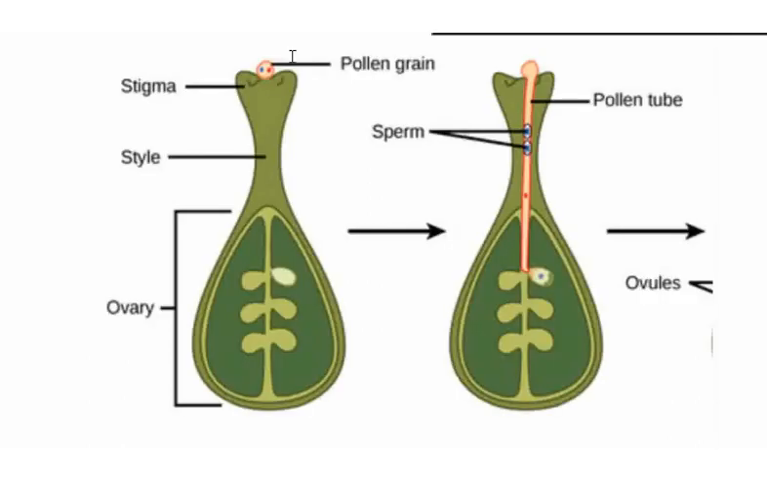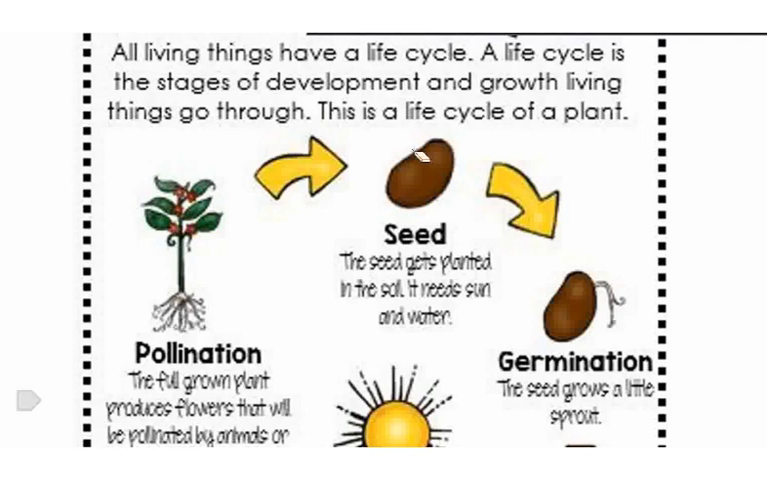So what happened during pollination is pollen grain landed on the stigma, and then after that it will move down the pollen tube to fertilize the ovule. That will be called fertilization. After that, it will form seed. After the pollen grain and the ovule fuse together, they will form seed. That seed, in the right condition, will germinate and grow into a young plant.